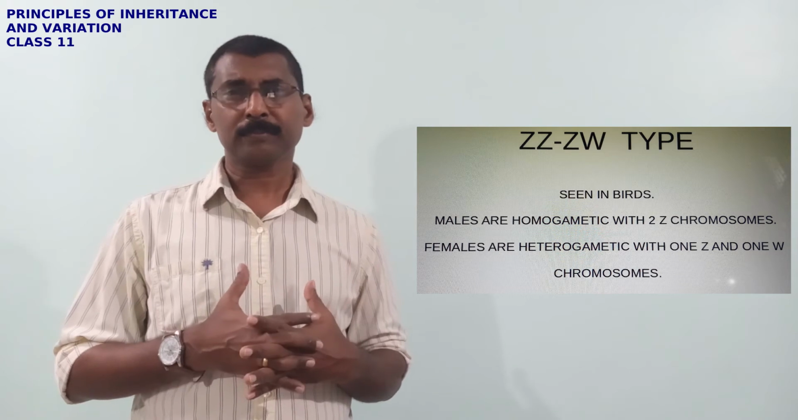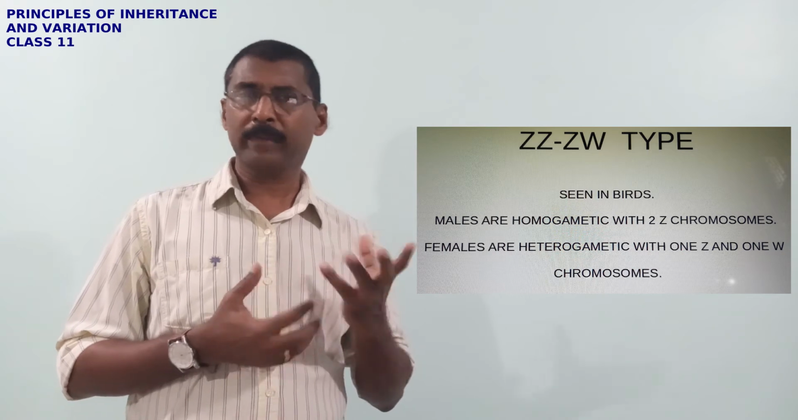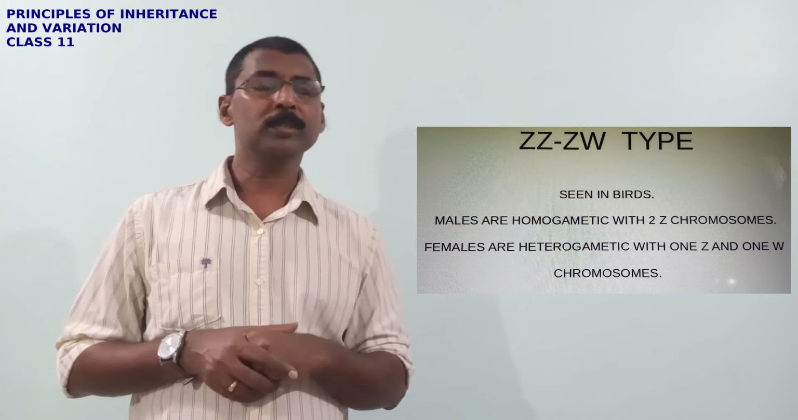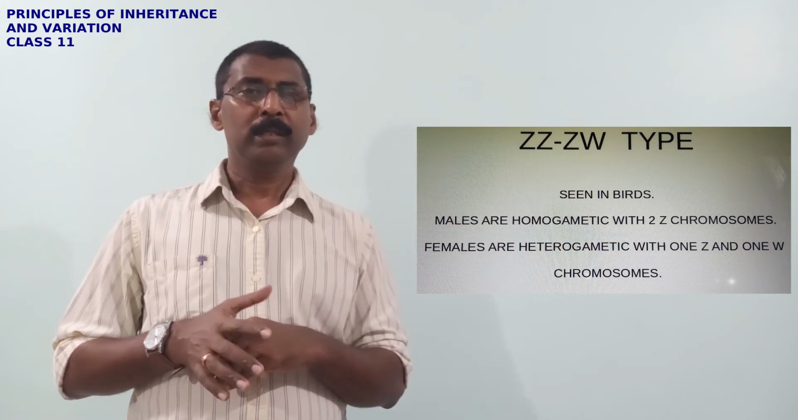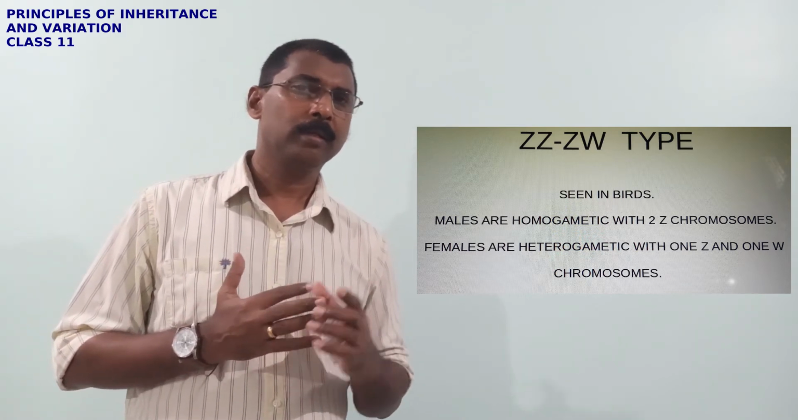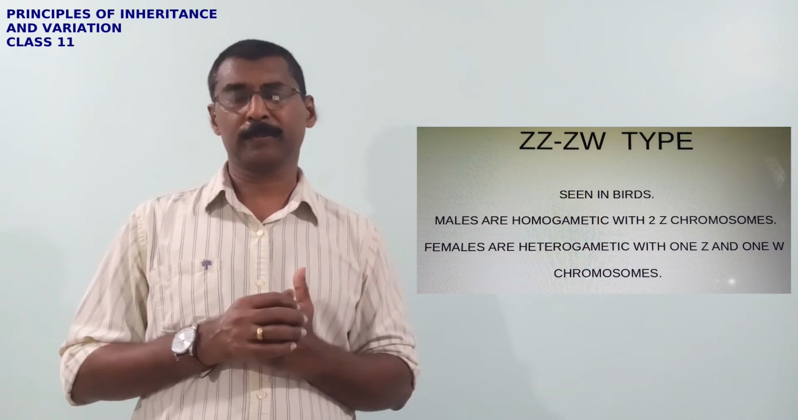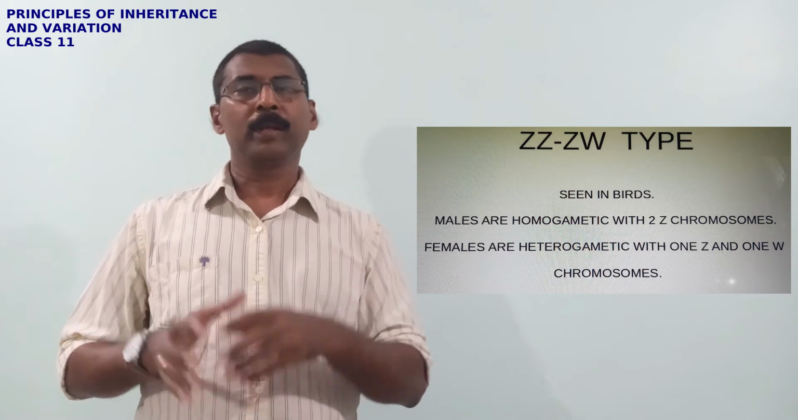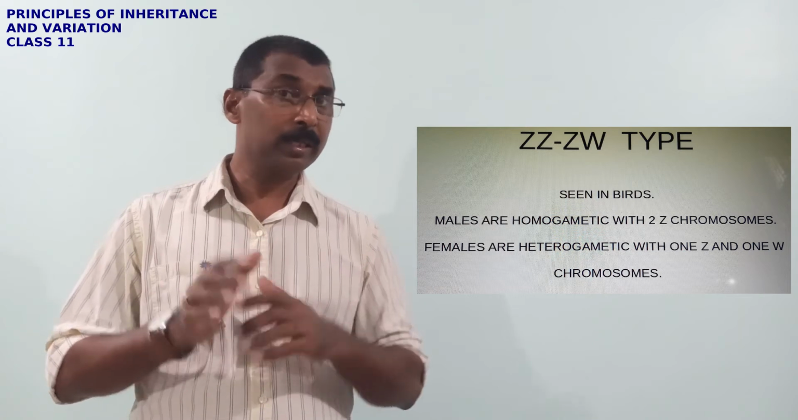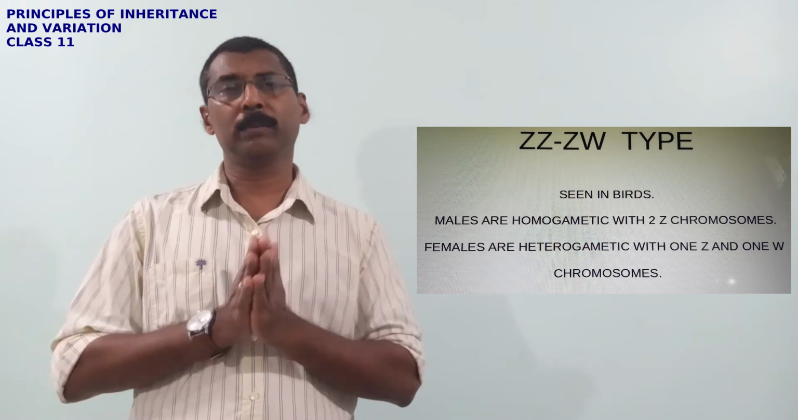In birds, slightly different chromosomes are there. Not X chromosome or Y chromosome, but morphologically different chromosomes are there as allosomes. And they are called Z chromosomes and W chromosomes. Here, males are homogametic, not the females.